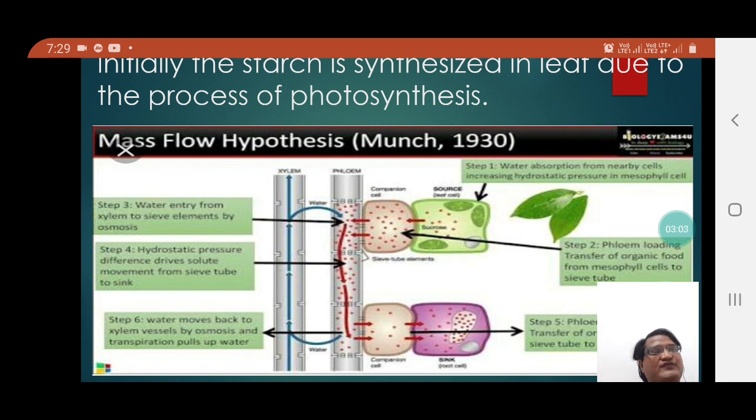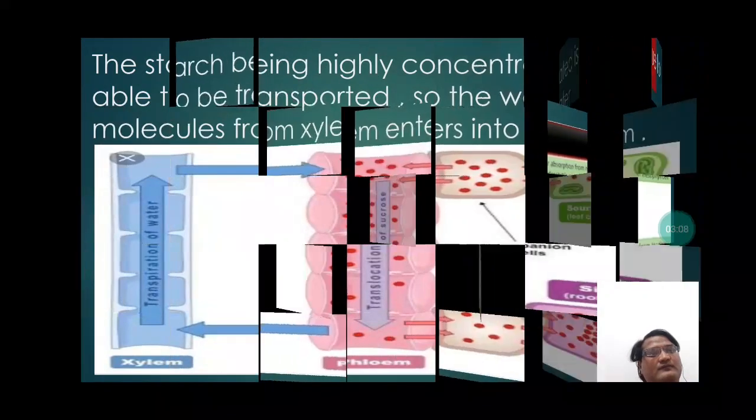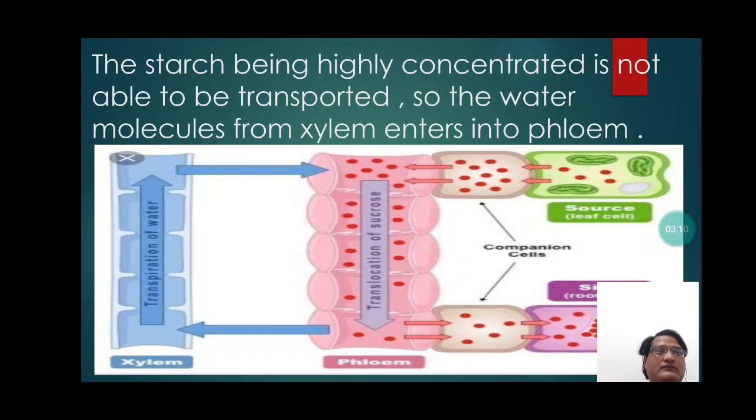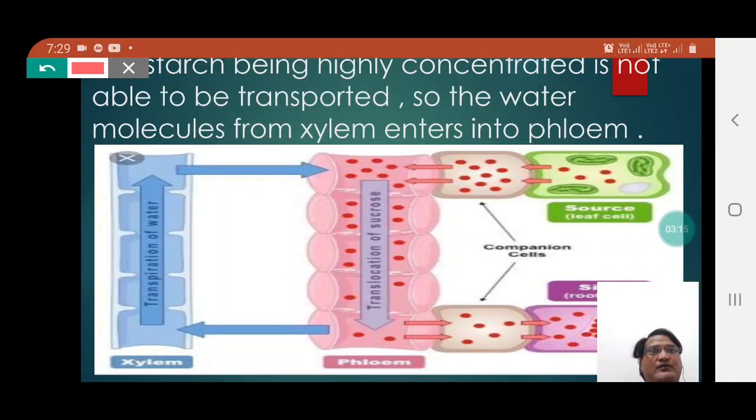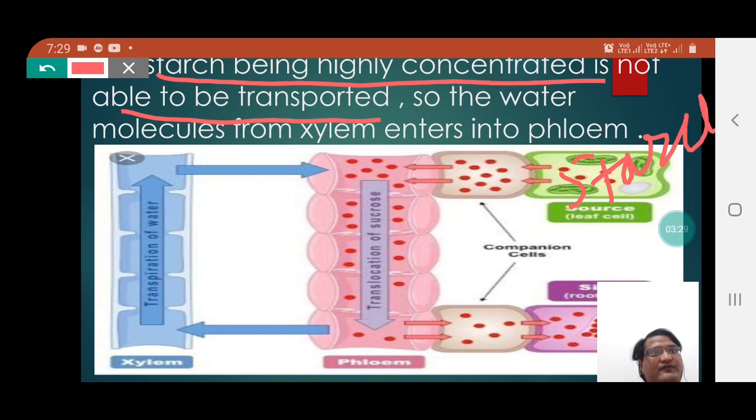And because the starch is very concentrated, it is not able to move to the lower parts of the root and the shoot. Students, here in this slide we can notice that the starch, being highly concentrated, is not able to be transported. So students, the starch which is synthesized here in the leaf is not able to move to the lower parts of the root because it is highly concentrated.